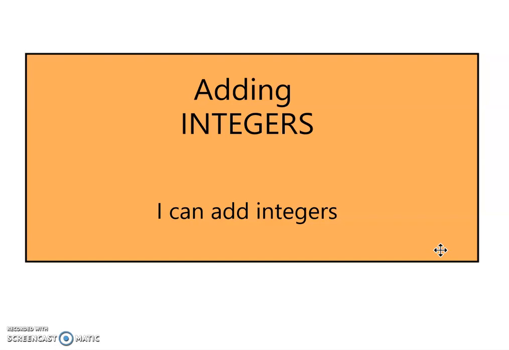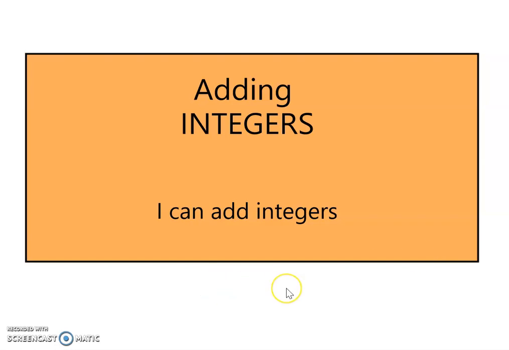Today we're going to focus on adding integers. Okay, so we know what an integer is. We know that it could be positive or negative. We know absolute value is the distance away from zero. We know how to graph integers. We know how to graph the ordered pairs. So we're ready to go. We're ready to now go into this new standard of adding integers.